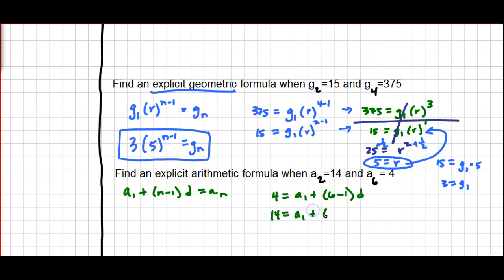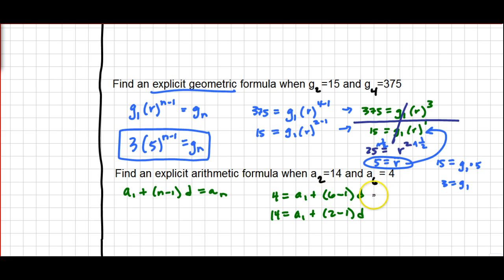I don't know a sub 1, but I know that I'm working with term number 2 this time. I'm not going to divide these equations into each other, I'm simply going to subtract them. And what you're going to find there is, before we do that, we need to simplify. Resist the urge to do the distributive property here, because you don't need to.